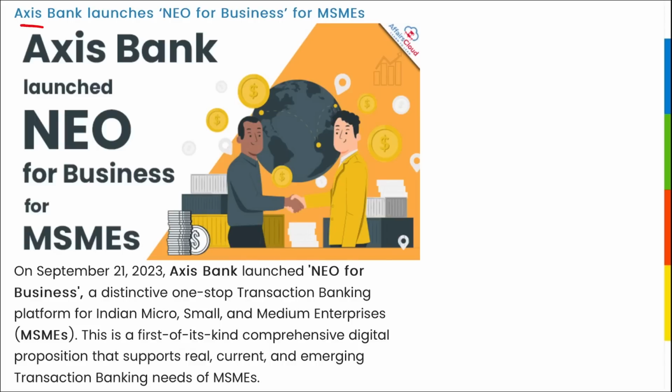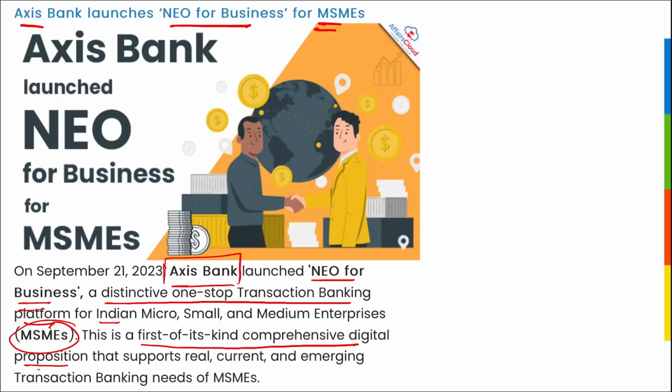Next, Axis Bank has launched Neo for Business for MSMEs. I repeat, Axis Bank has launched Neo for Business, a distinctive one-stop transaction banking platform for Indian MSMEs, and this is the first of its kind comprehensive digital proposition that supports real, current and emerging transaction banking needs for the MSMEs. So it was Neo for Business, launched by whom? It was launched by Axis Bank, right?